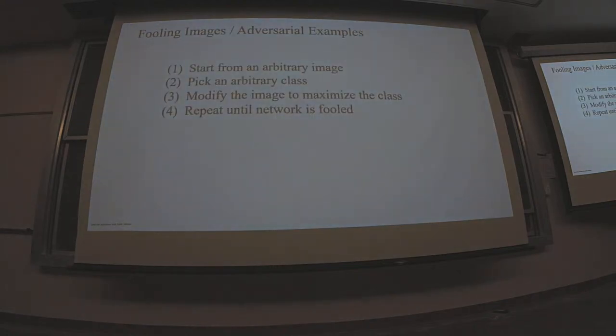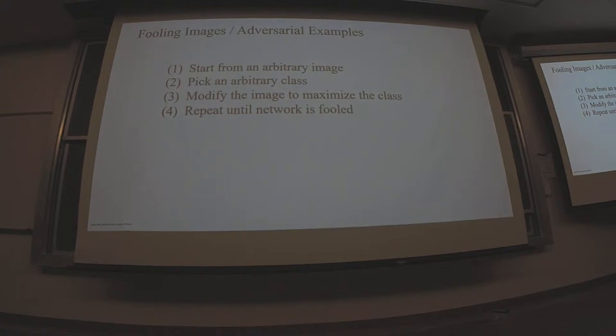Okay, so that was pretty much focused on just being able to interpret what the network is doing. So now we're going to look at a really cool topic called adversarial examples. There's a whole subtopic of deep learning that's dedicated to understanding adversarial effects. So essentially the process is, again, you start with some arbitrary image, like that zeroed out image.